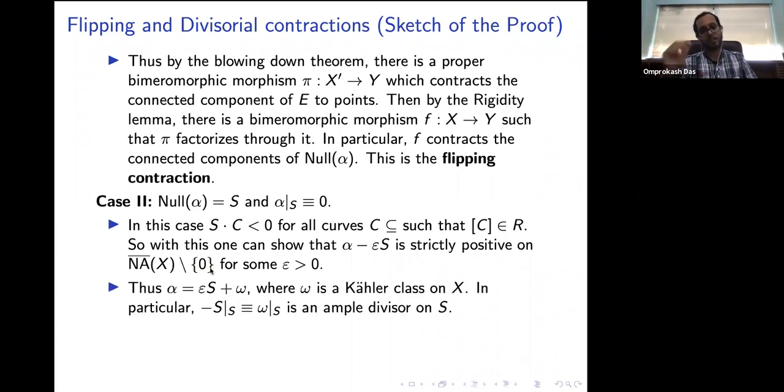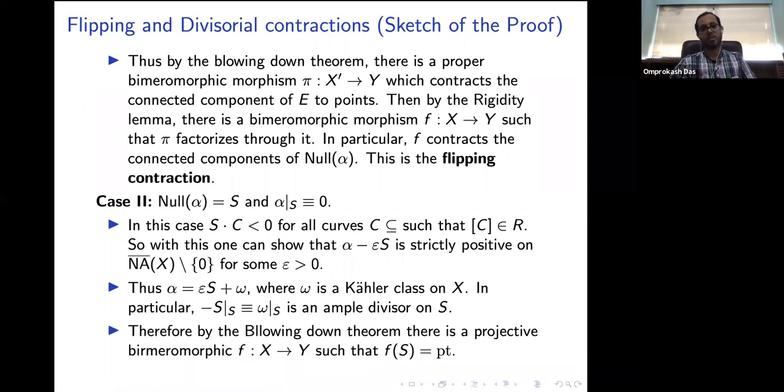So in particular, by the criteria that I told you before, this is a Kahler class. So that means alpha equals omega plus epsilon S. Now restrict both sides to S. Since alpha restricted to S is numerically trivial, minus S restricted to S is again an ample divisor on S, and this is of course again the conormal sheaf of S. So I choose the morphism G to be S to a point. I want to contract the surface to a point. So this is a globally ample divisor, and again by the blowing down theorem, S will contract to a point in this case.